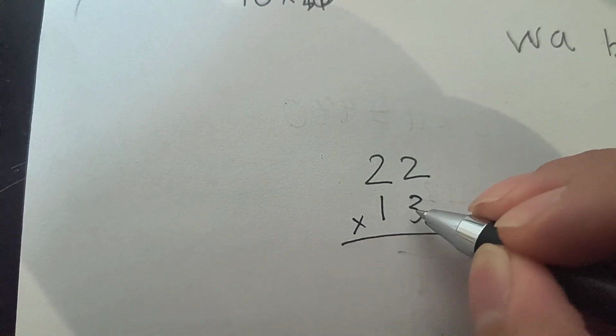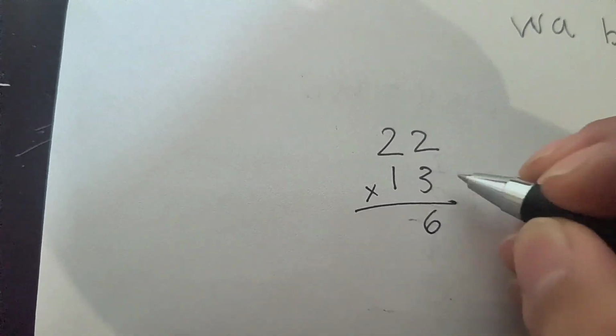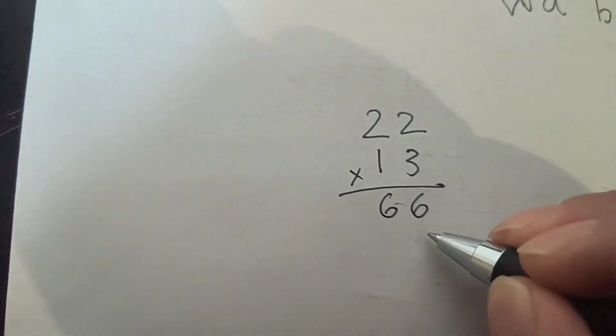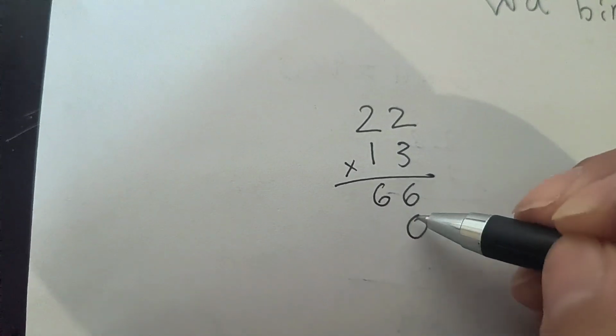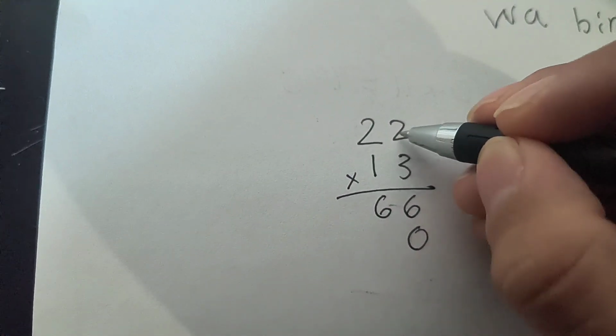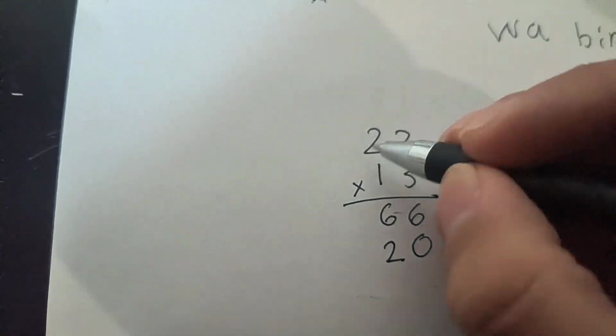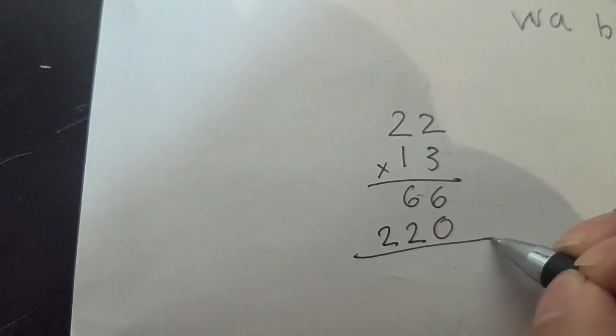Well, again, we start with this one. 3 times 2 is 6. We come down, and we put a 0 to show that we're doing the tens place now. 1 times 2 is 2.